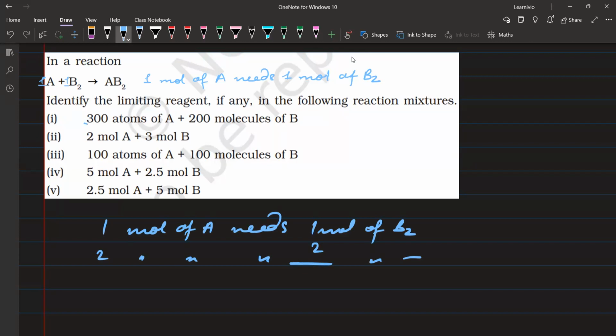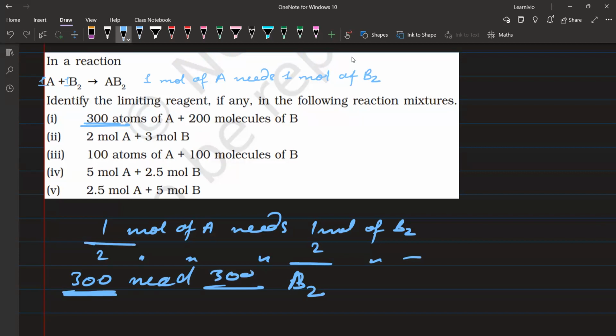अब उसी तरह देखिए, 300 atoms of A needs how many molecules of B? If you have 300 atoms of A, so how many molecules of B2, या फिर how many molecules of B? 300. But है कितना हमारे पास? 200. सो जो कम होगा ना, वही आपको limiting reagent होता है.